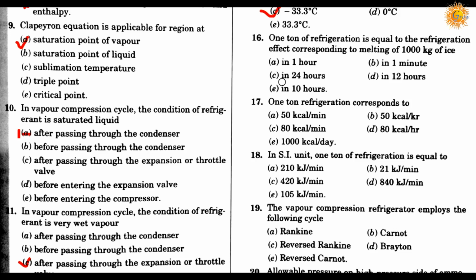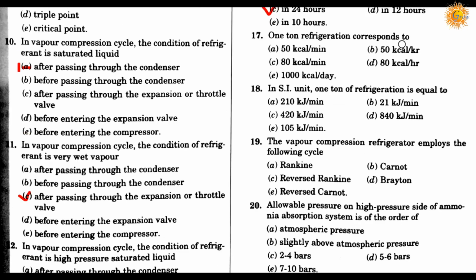Question number 17. 1 ton refrigeration corresponds to option A, 50 kilocalorie per minute. Option B, 50 kilocalorie per hour. Option C, 80 kilocalorie per minute. Option D, 80 kilocalorie per hour. Option E, 1000 kilocalorie per day. So the correct answer is A. It will be 50 kilocalorie per minute.